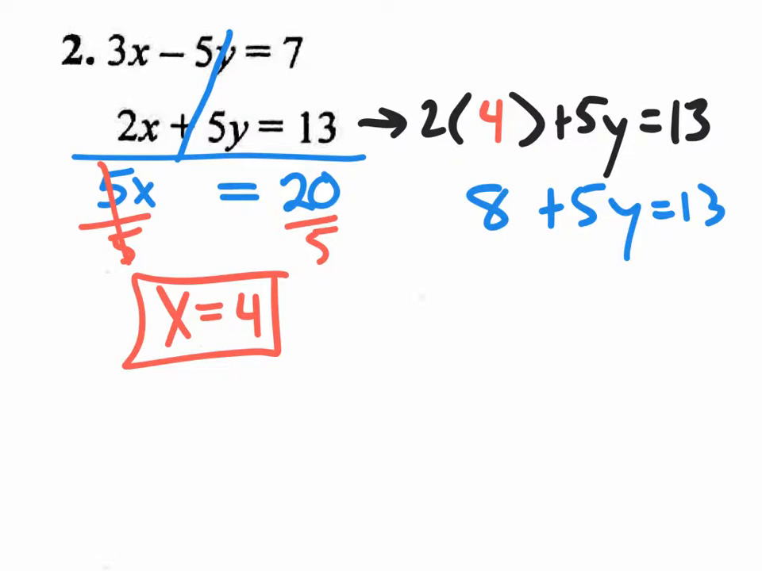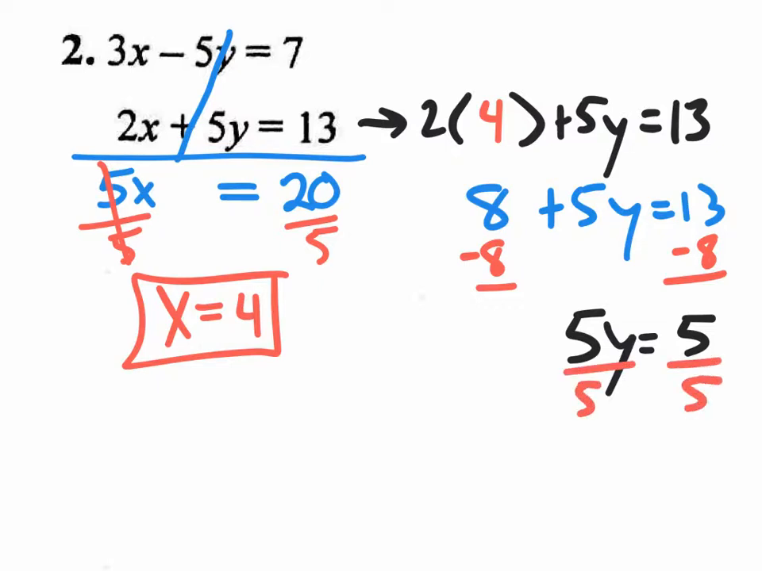And of course, I'm going to solve this thing by getting rid of the 8, subtracting 8 right there, subtracting 8 over here. We're going to have a new equation that reads 5y equals 5. My final step right there would be to divide by 5 and divide by 5, and y equals 1. So x equals 4, y equals 1.